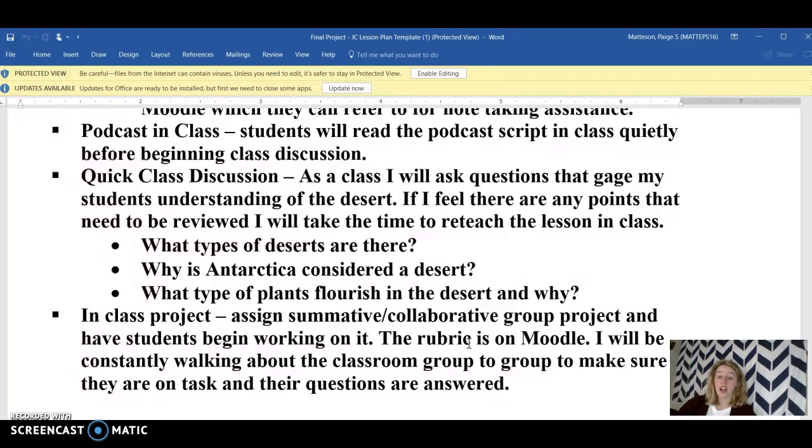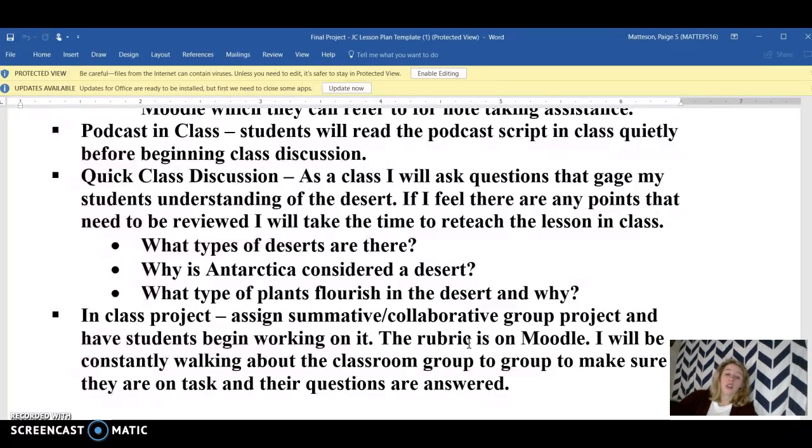So then I'm going to begin my summative or collaborative group project and have my students begin working on it. The rubric is on Moodle, but I also am going to print it out for my students. I think it's nice to have a digital copy and a copy in hand in person. I work best with paper in my hands, so I just want to give my students resources for both.